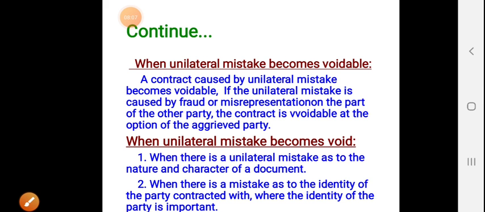One more: when there is a mistake as to the identity of the party contracted with, where the identity of the party is important. Sometimes one of the contracting parties is not able to identify the other party to the contract. When there is a mistake as to the identity of the party contracted with, where the identity of the party is important, the contract becomes void even though the mistake is unilateral. In that case also, that particular contract becomes void.